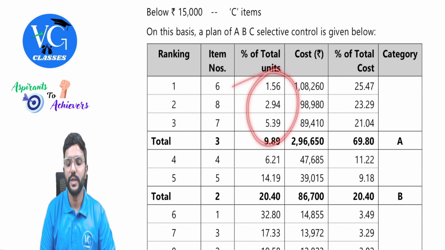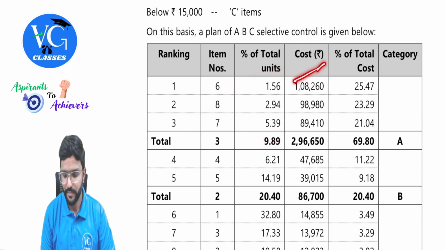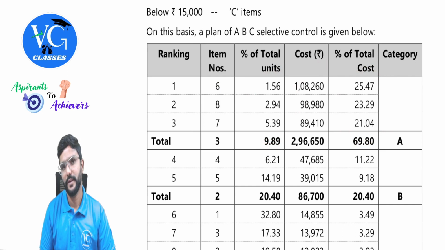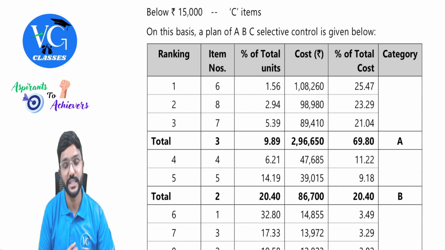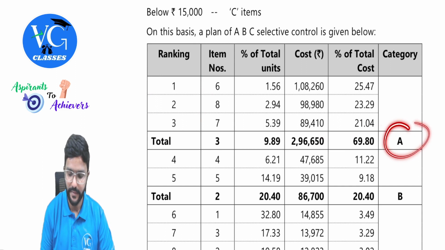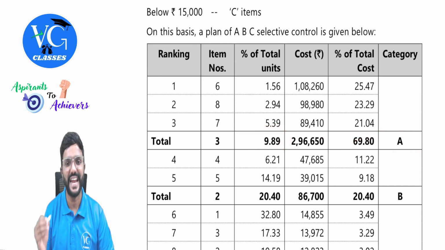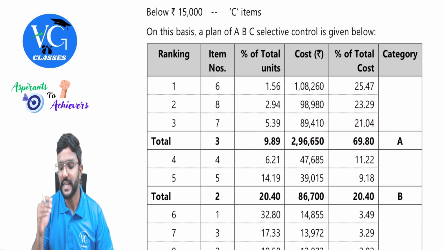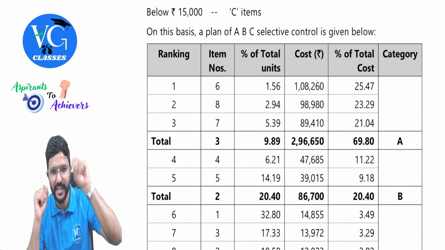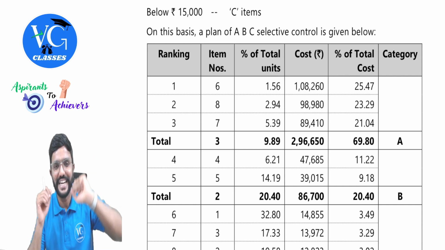Percentage of total units and percentage of total cost is given. So especially this one you have to be careful, more than 50,000. And even ranking wise, 1, 2, 3. The top 3 costliest raw materials we have taken under A category. Okay, sir. So all these are A. If I do the total, percentage of total units of A category is 9.89, and cost wise it is 69.80, guys. So hope you guys remember. Hope you remember the category.